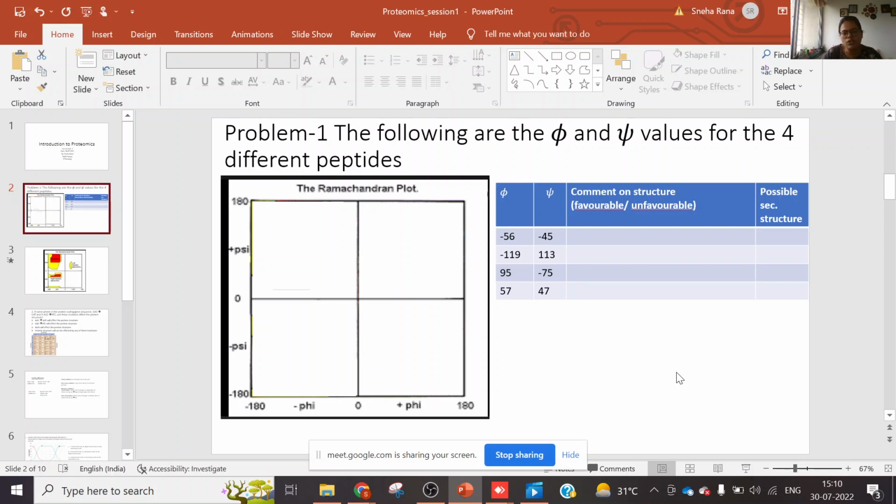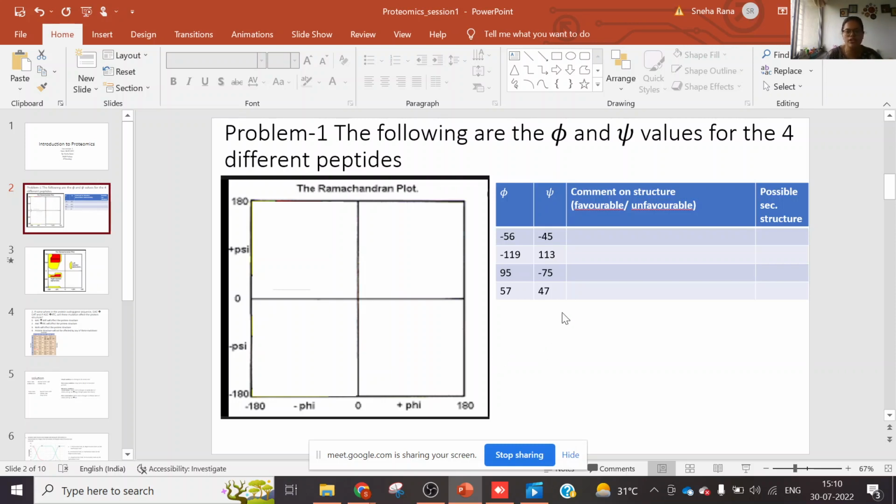By calculating these phi and psi values, you can predict the structure of a particular peptide, and you can also predict whether a particular peptide will adopt a particular conformation, a secondary structure, or not. Many of the regions in Ramachandran plots are forbidden because of steric hindrance, so that can be calculated depending upon the phi and psi values.